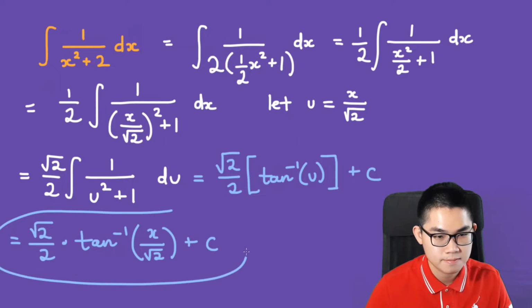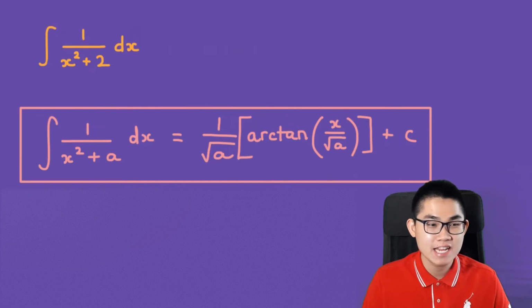So whenever you get an integral in the form of 1 over x squared plus a dx, you can always use this formula. And so this will be equal to 1 over the square root of a times arctan of x over the square root of a plus c.